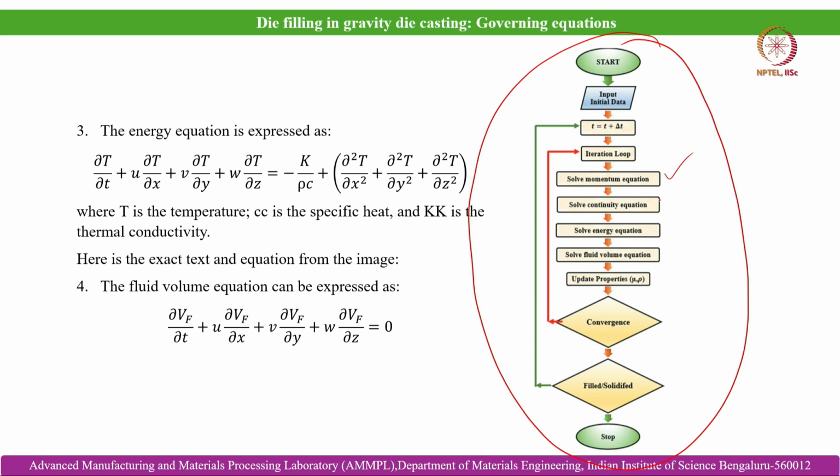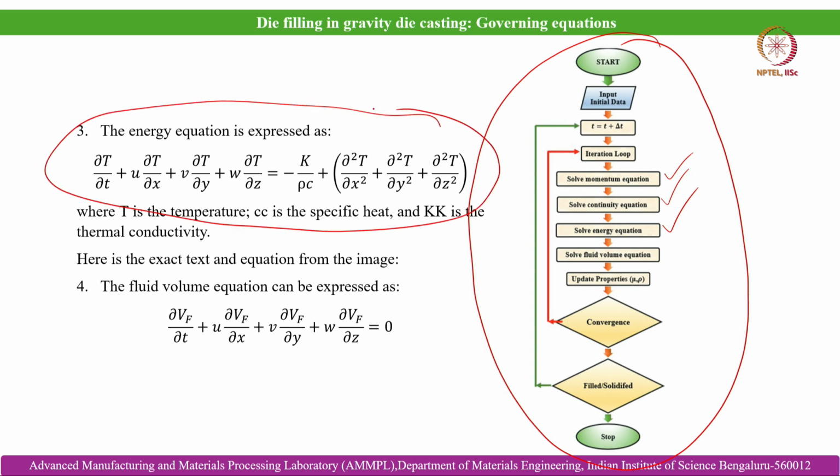From the momentum equation we are getting the velocity, then we are solving the continuity equation, and then the energy equation to get the temperature distribution. This is the energy equation, conservation of energy, where T is the temperature and C is the specific heat. Please correct it: C is typed twice, and K as well. K is the thermal conductivity of the solidifying melt.